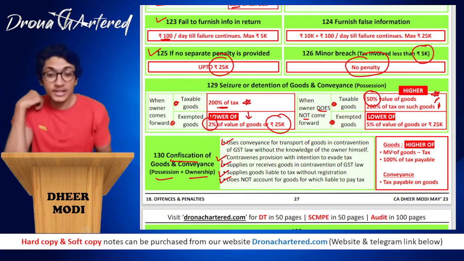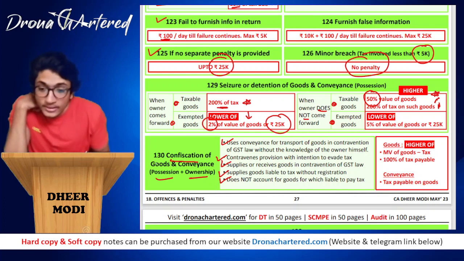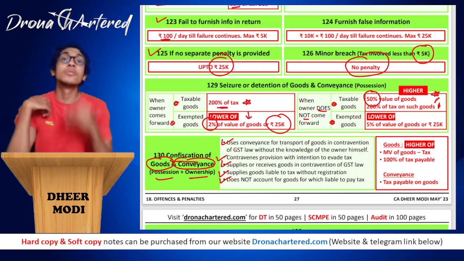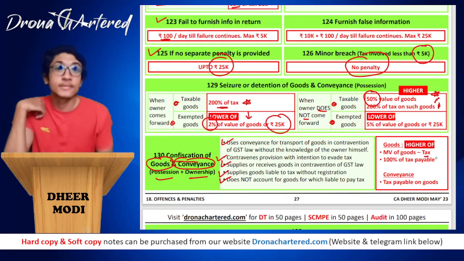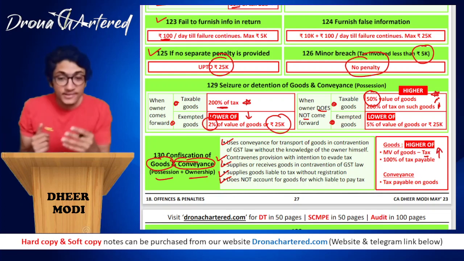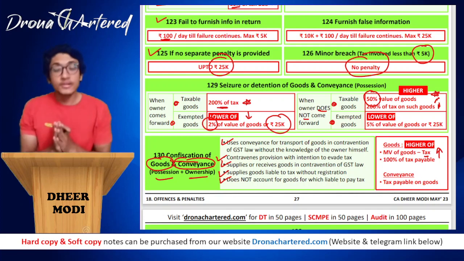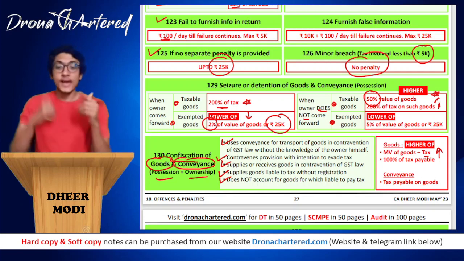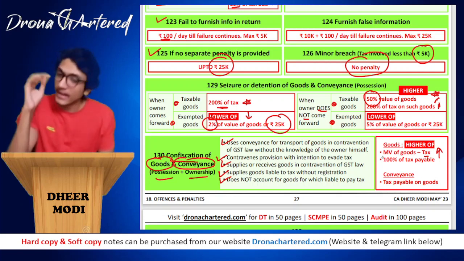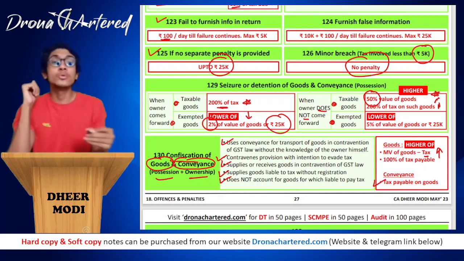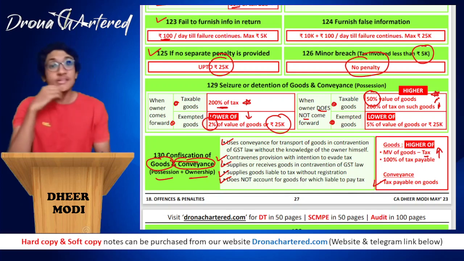Now what will be the penalty? In case of goods, as I told you, it is confiscation of goods and conveyance. So in case of goods, it will be higher of market value of goods minus tax, or 100% of tax payable, whichever is higher. That will be your penalty on goods. And in case of conveyance, there is only one limit, that is tax payable on the goods. Tax payable on the goods will be your penalty for conveyance as well.